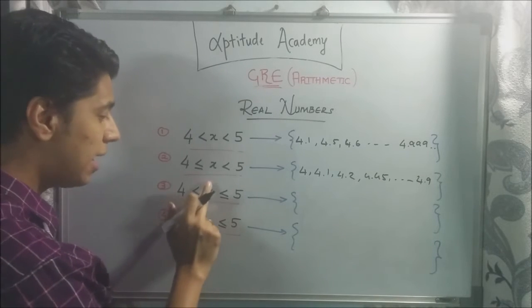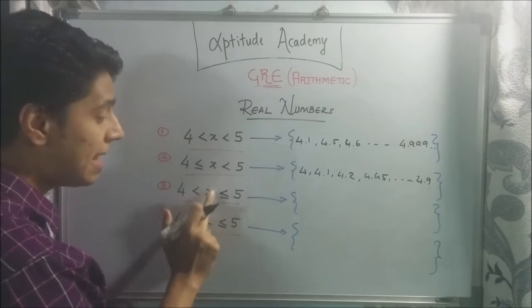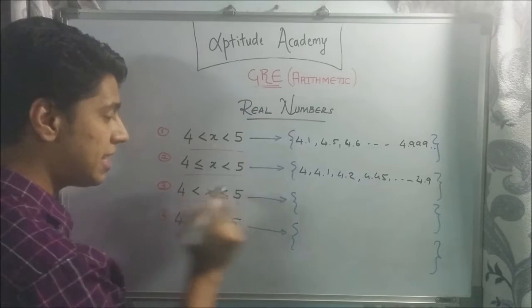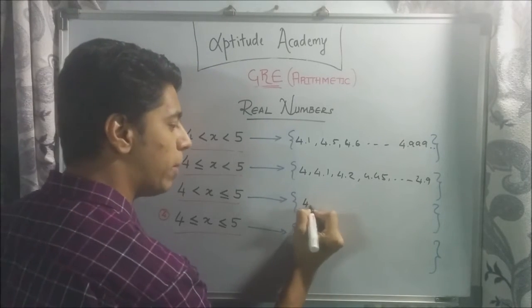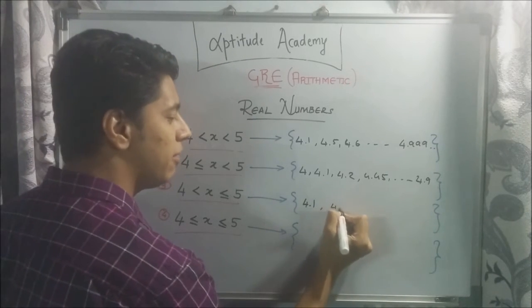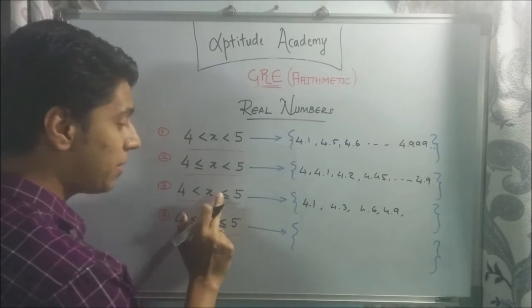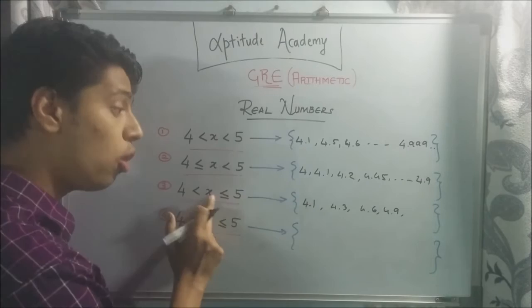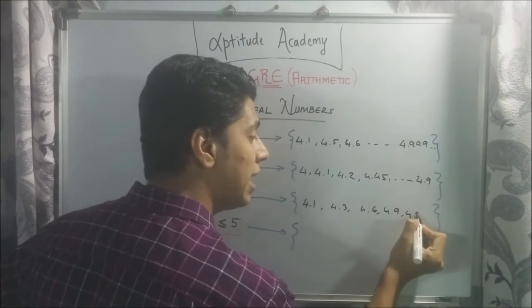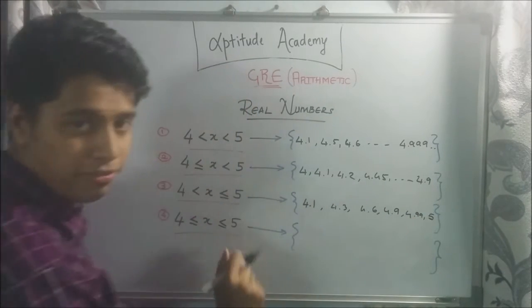For your third interval, it says that x is greater than 4 and less than or equal to 5. So your first element is going to be greater than 4, right? So 4.1, say. Everything else in the middle, 4.3, 4.6, 4.9. And the last one can be equal to 5, right? It's less than or equal to 5. So you can have 4.99, but the last element can be 5.